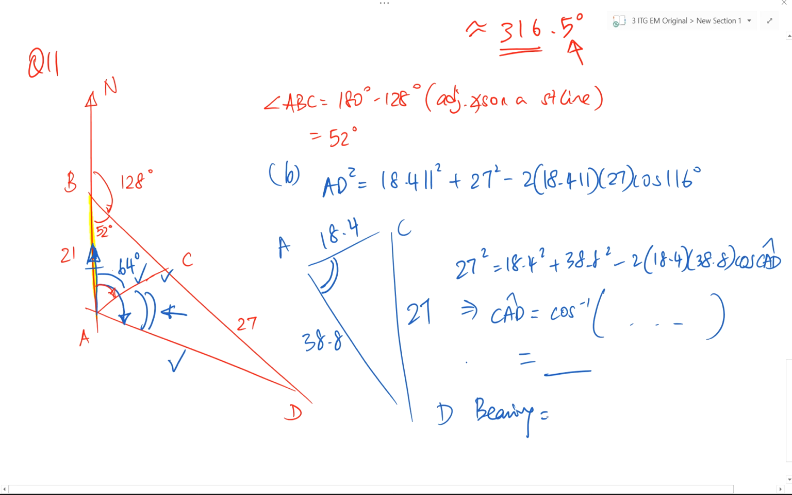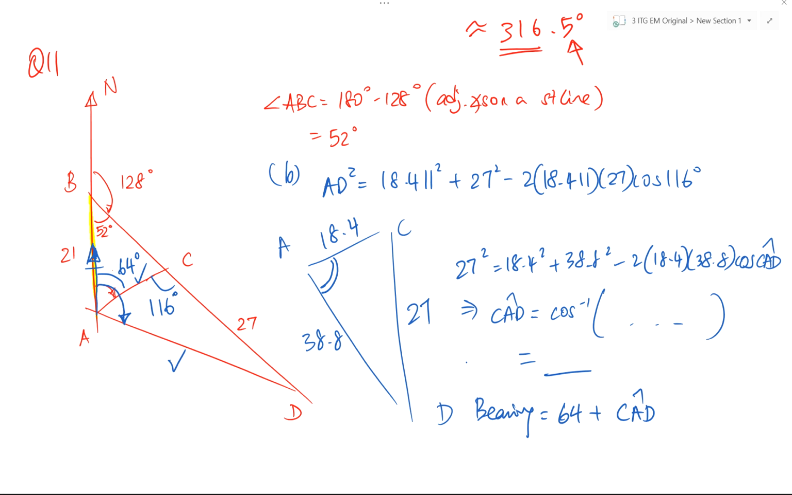Yeah, you can. Just showing you that there are different possibilities. Okay, so this is the cosine rule method. So the bearing will be 64 plus CAD. This is if you want to use cosine rule. Then your friends are telling me that, hey, we can use sine rule also. Yes. Which angle do we have? ACD. This is 116 degrees. What other angles do we have?